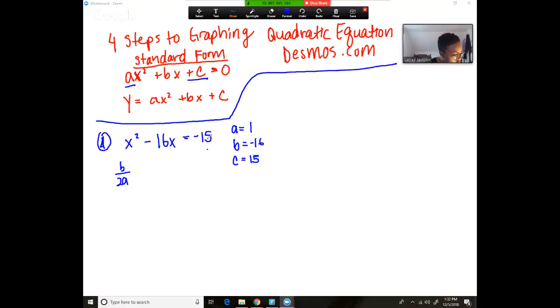All right, so with this little 2a, this is going to give us our new c.